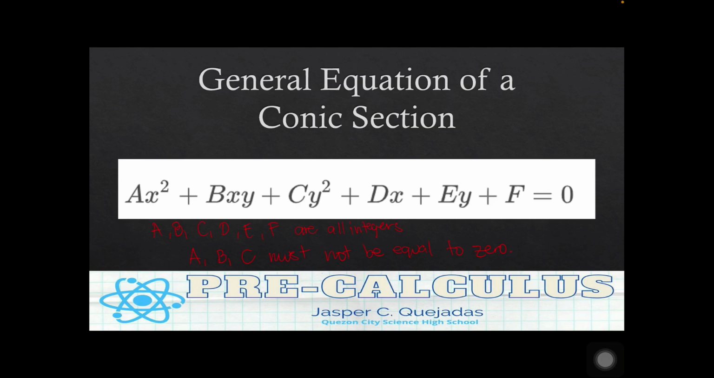Now if a, b, and c have a numerical coefficient of 0, then what will be left would be dx plus ey plus f equals 0, which is an equation of a line. Okay, so A, B, C, D, E, and F could be any integer, and A, B, and C must not be equal to 0.